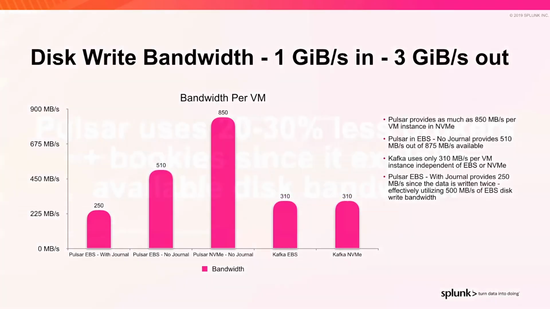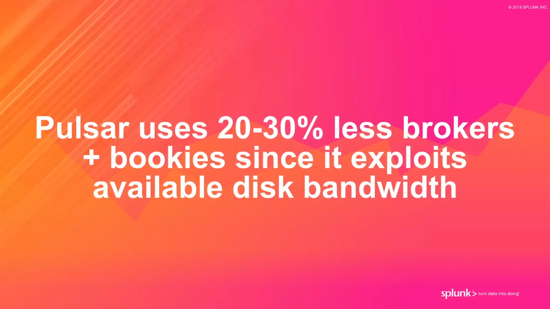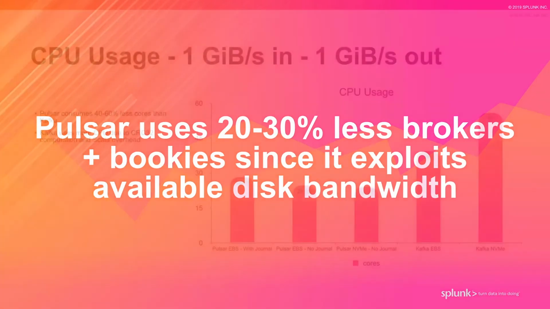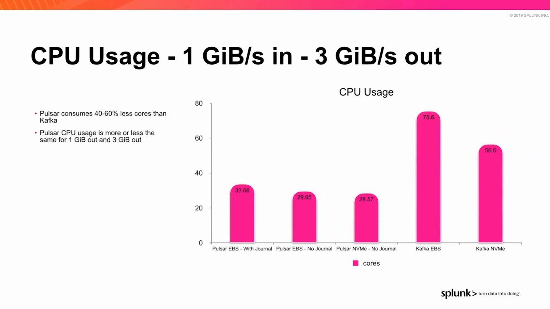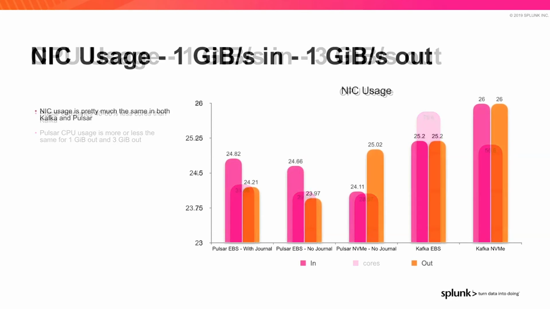Again, the same observations. So Pulsar uses 20 to 30% less brokers and bookies since it exploits available disk bandwidth very efficiently. And we have some more additional performance improvements coming as well. From a CPU usage point of view, the number of cores consumed is much lower, 40 to 60% less than Kafka. Kafka uses more CPU due to CRC computation overhead and the Scala overhead that we saw. Again, it's the same with respect to 3 Gbps out as well.